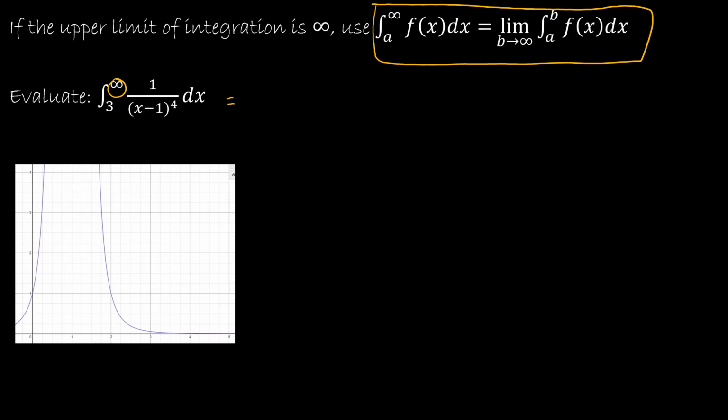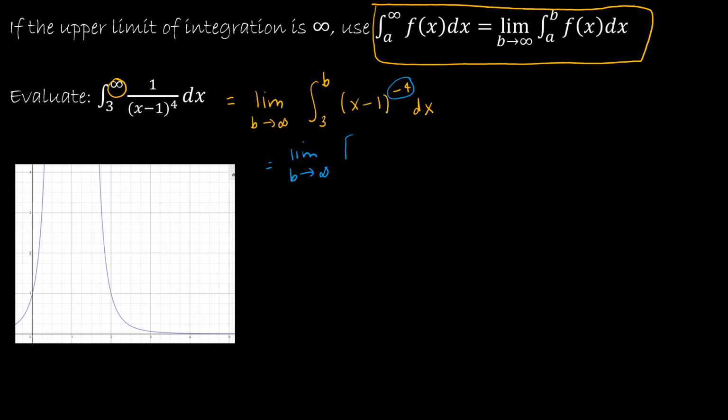So this says we can now take the limit as b approaches infinity of the integral from 3 to b, so instead of infinity, 3 to b, and then the same function, 1 over (x minus 1) to the fourth dx, or let's just go ahead and call this (x minus 1) to the negative 4 dx. So using the power rule, I know that if I have some value to the negative fourth, then the integral, and you're going to get really sick of rewriting the limit as b approaches infinity, but you have to keep doing it until you actually evaluate the limit.